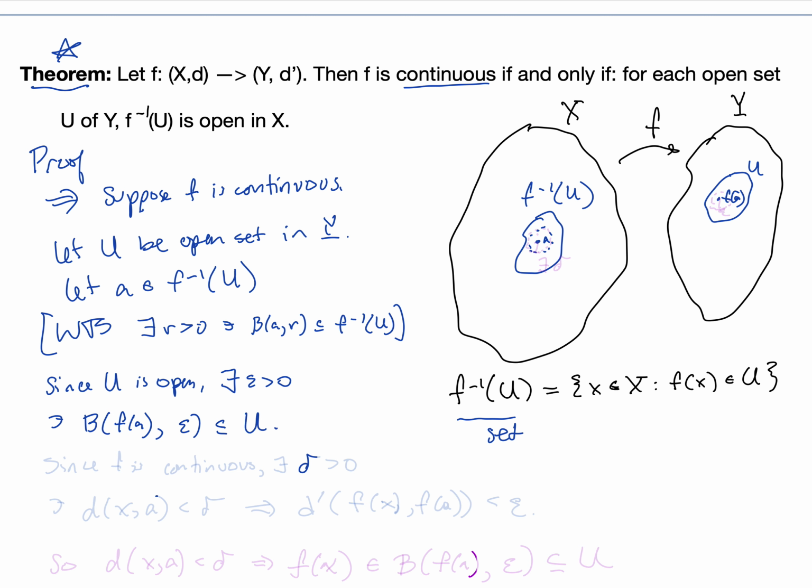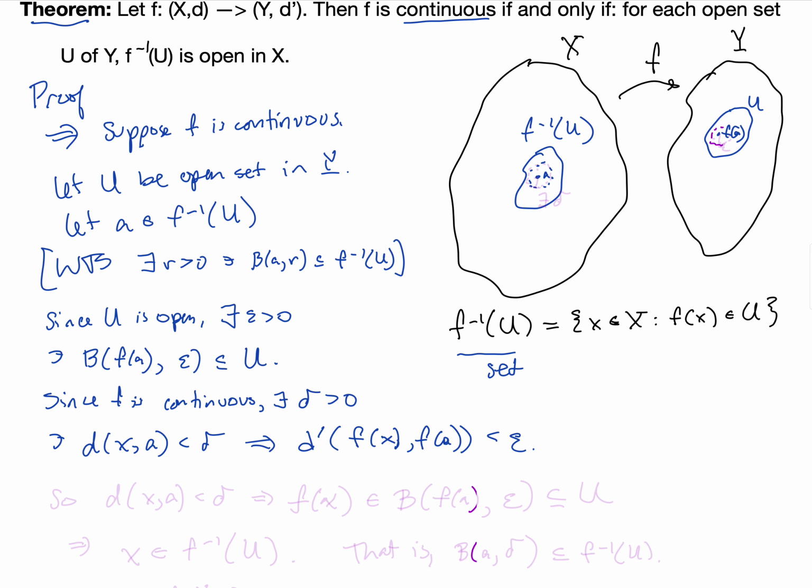Okay, now let's use continuity. Since f is continuous, there exists some delta greater than 0 such that the distance between x and A being less than delta in X implies that the distance d prime between f of x and f of A in Y is less than epsilon. So in other words, we've got some epsilon ball that's completely contained inside of u. That means there exists some delta such that for any element x of distance less than delta from A, that element x will be of distance less than epsilon from f of A.